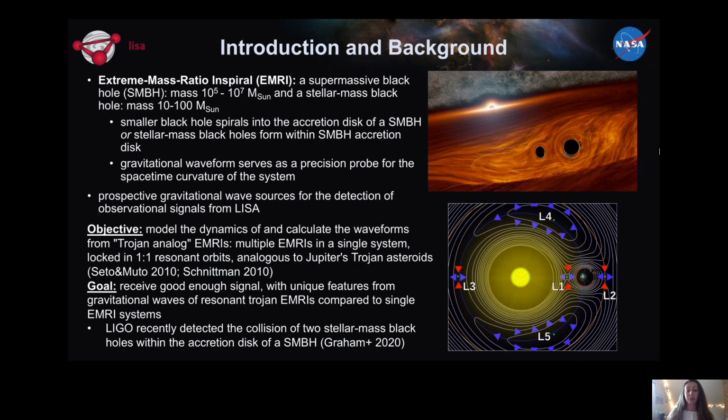the L5 Lagrange point. For this research, our analogous system will be that such that the supermassive black hole will be in the location of the Sun, and the two stellar mass black holes will be locked in the position of Jupiter and the L4 Lagrange point. From this, we hope to identify unique features from gravitational waves of resonant Trojan EMRIs compared to that of single EMRI systems. We hope to receive good enough signal of systems such as this from LISA.